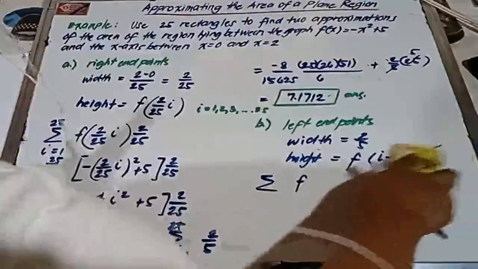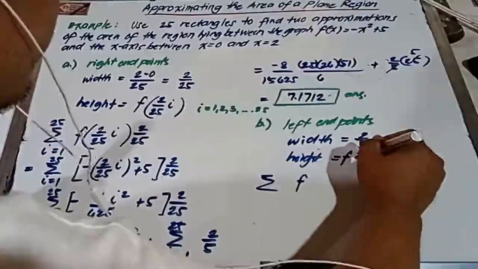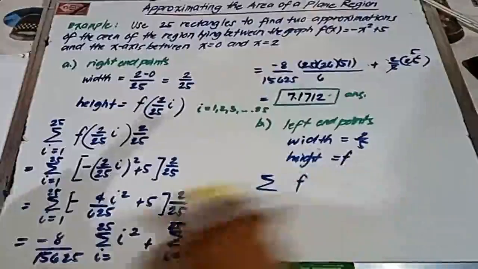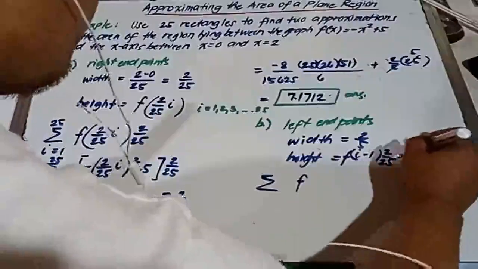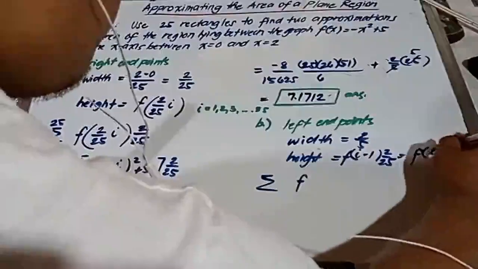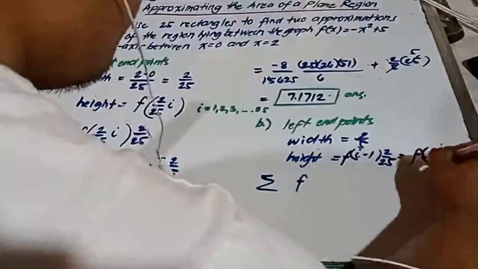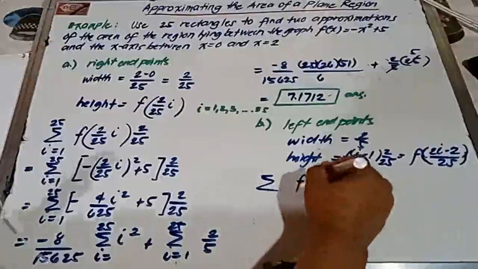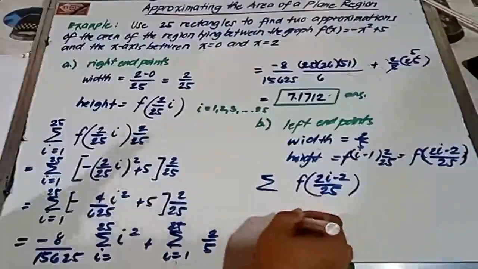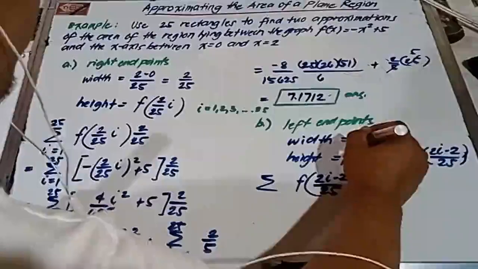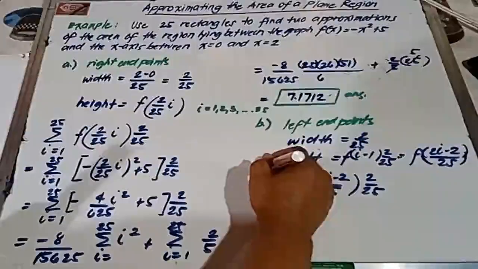Okay. That is f of 2i minus 1 times 2 over 25. That is f of 2i minus 2 over 25. Okay, so ilagay ko dito 2i minus 2 over 25 times the width, sorry, this is 2 over 25. 2 over 25. i equal to 1 to 25.